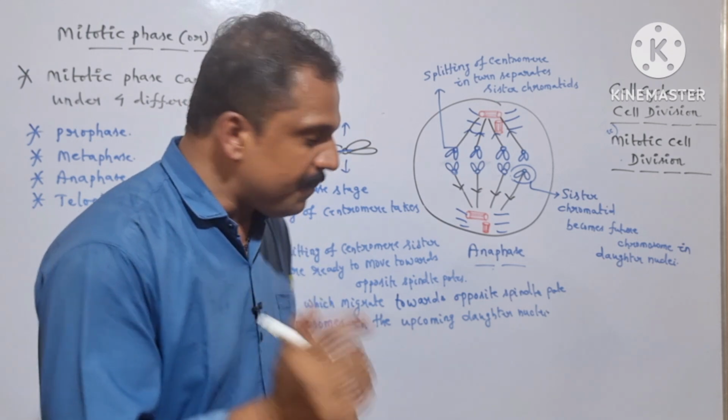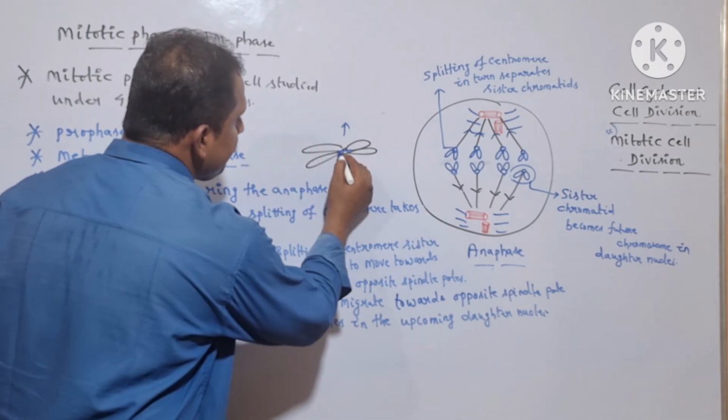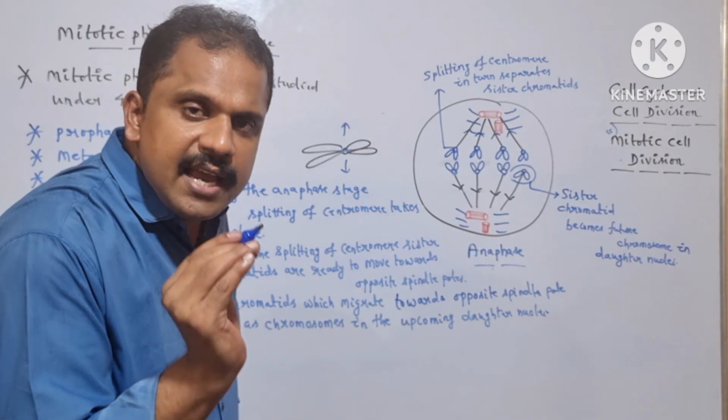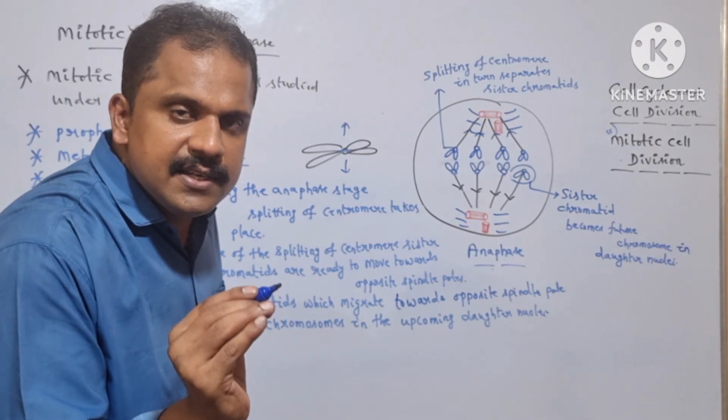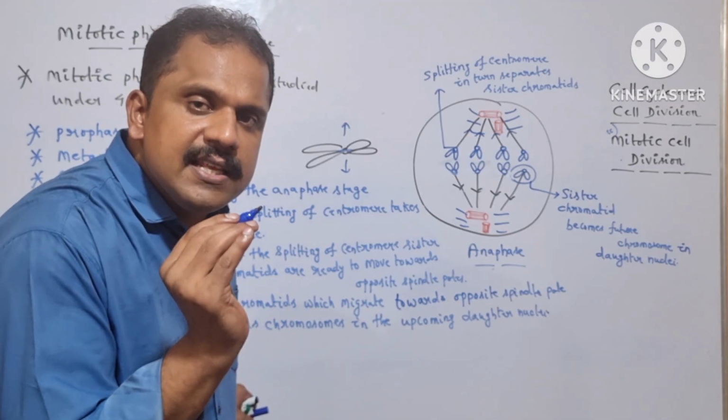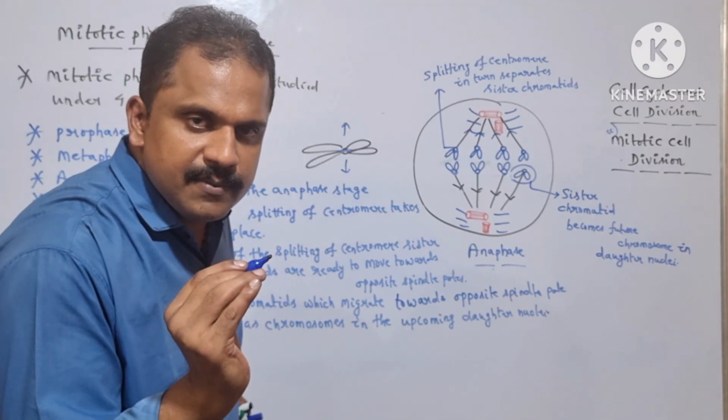Is it clear? Because of the splitting of the centromere, segregation of homologous chromosomes does not take place during the anaphase stage of the mitotic cell division. Instead, only the separation of sister chromatids takes place.